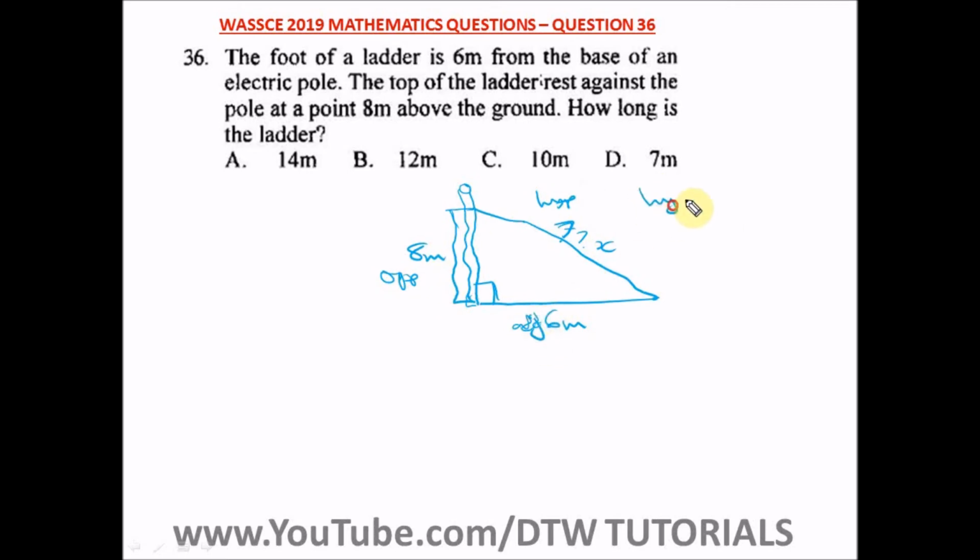So hypotenuse squared is equal to 8 squared plus 6 squared. 8 squared is 64, plus 36, since 6 squared is 36, and this will give us 100. Our hypotenuse will be the square root of 100, which is 10. So the length of the ladder is 10 meters. This is our answer, 10 meters, and our right option here is option C.